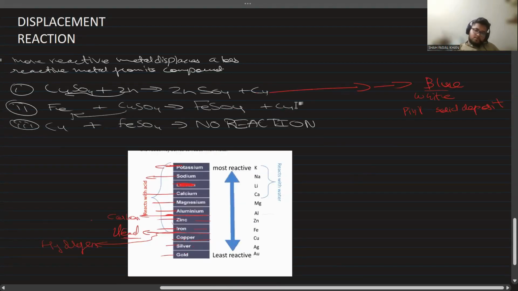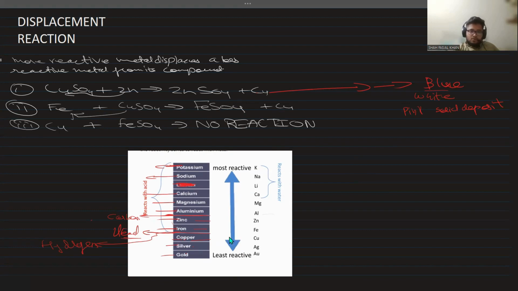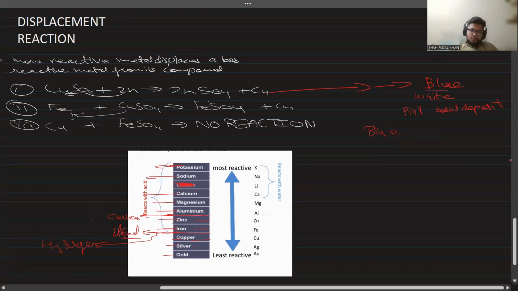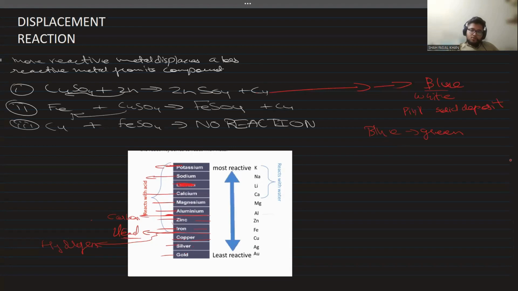In the second reaction, the solution turns from blue to green. Why? Because copper sulfate is blue, and iron sulfate has a green color. When it mixes, first it's blue, then the solution turns green. And in this, a pink solid is deposited, because in this we take out copper, right? Yeah, copper.